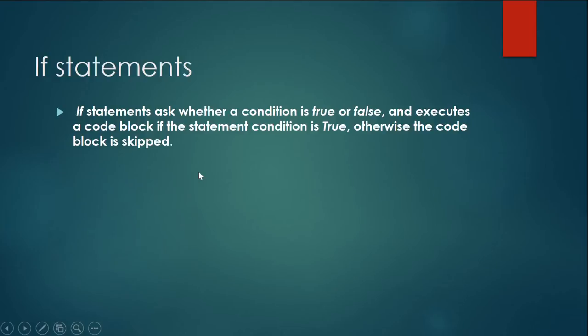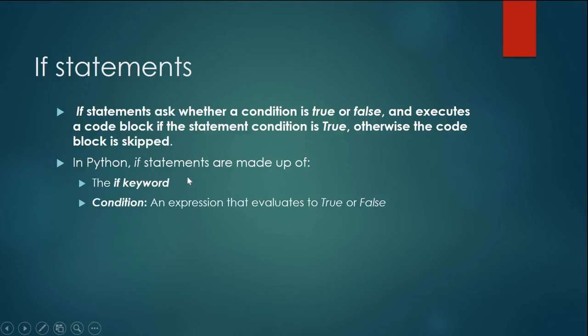So we can ask ourselves questions, basically with this if statement, to see whether it's true or false. And if it's true, we do something. If it's false, we don't. So the basic components of an if statement are made up of the if keyword and a condition, which is just an expression that evaluates to either true or false. It has to evaluate to either true or false. It can't evaluate to other things.